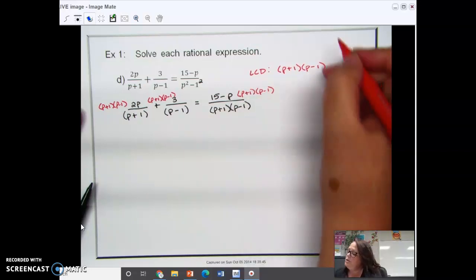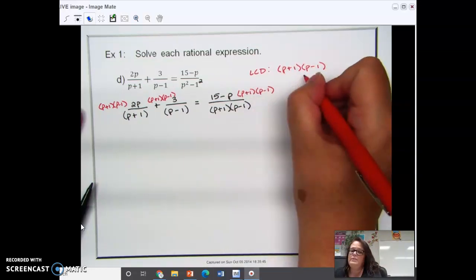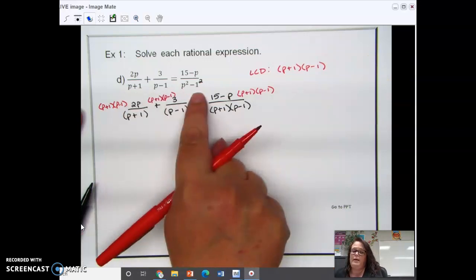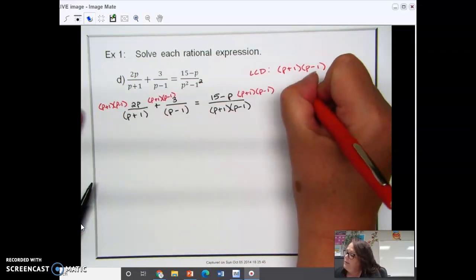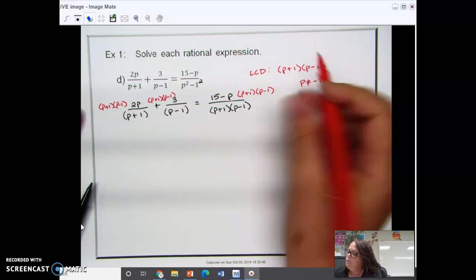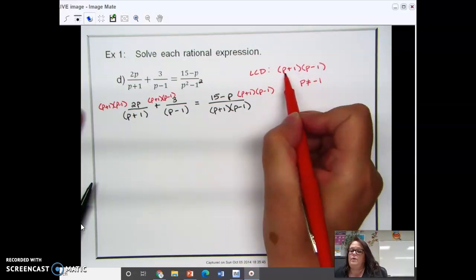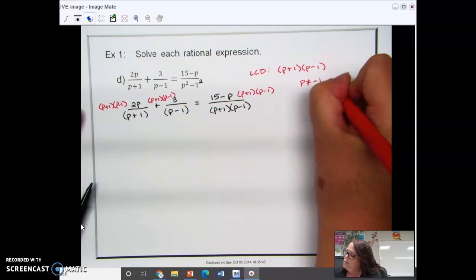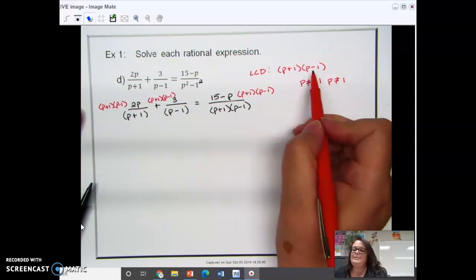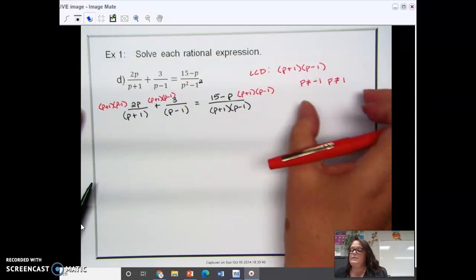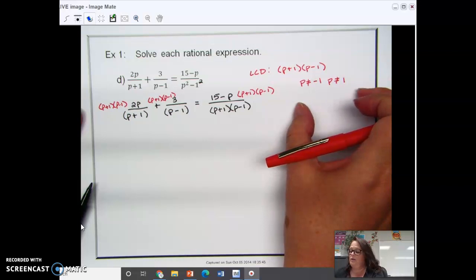And then I just want to make a note that this cannot be equal to 0 because that would mean that at least one of my denominators is 0. So coming over here, that means that p cannot be equal to -1, setting this first one equal to 0. And p can also not be equal to +1, setting that second one equal to 0. So these again are called my excluded values.